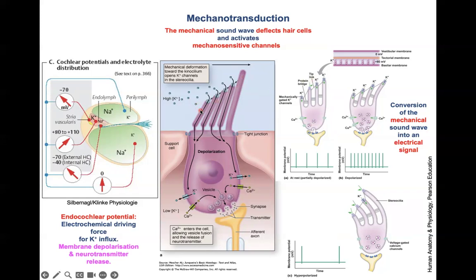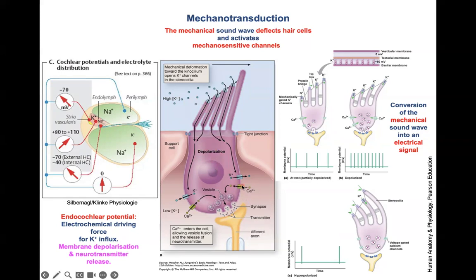So, the mechanical wave, the sound wave, deflects these stereocilia toward the kinocilium. This stretches the tip links, and the stretched tip links pull on the mechanosensitive potassium channels, as we see here. These potassium channels then open up. Since we have a driving force for potassium to go into the cell, potassium will go into the cell.